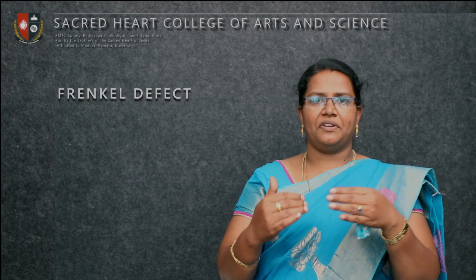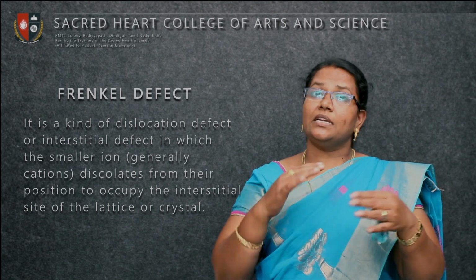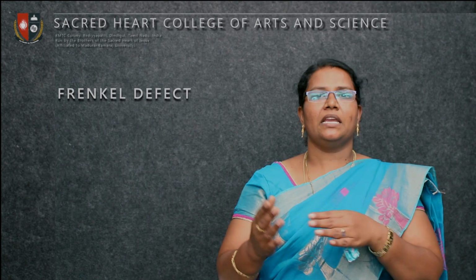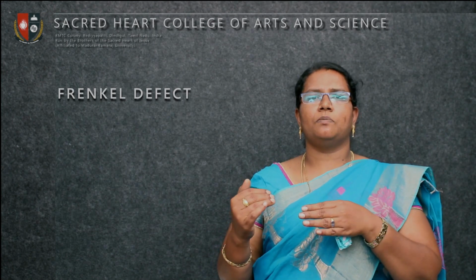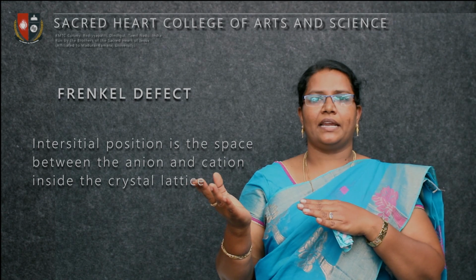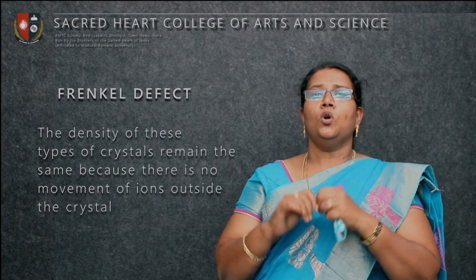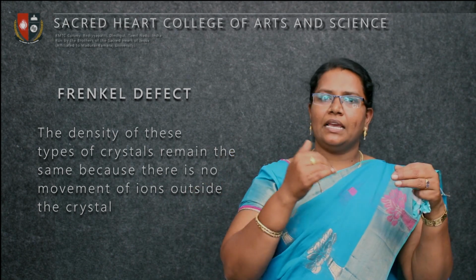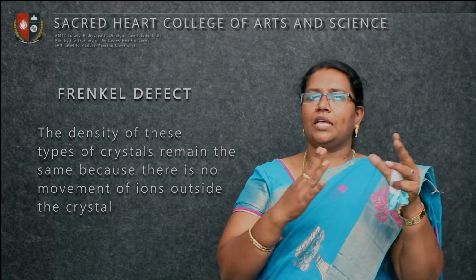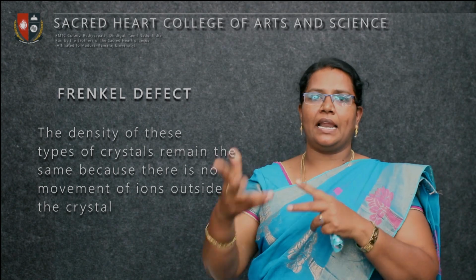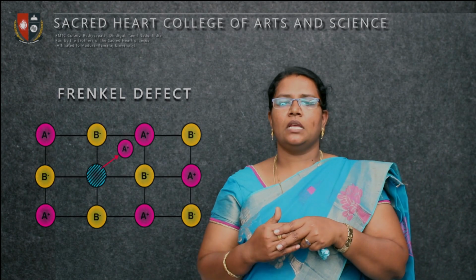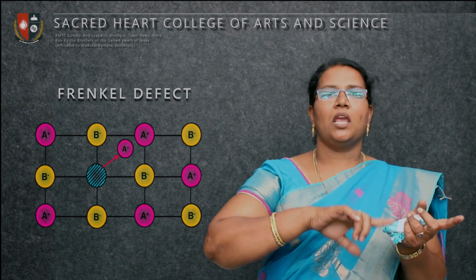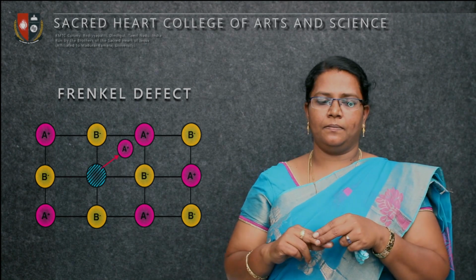Frenkel defect. This type of defect arises only from the dislocation of a cation from its position to occupy an interstitial position. What is meant by interstitial position? The space between the anion and cation inside the crystal lattice. So there is no movement outside the crystal, only the ions move inside the crystal. So the equilibrium is maintained in the whole lattice. This picture shows Frenkel defect. Here the dislocated cation occupies the interstitial position.